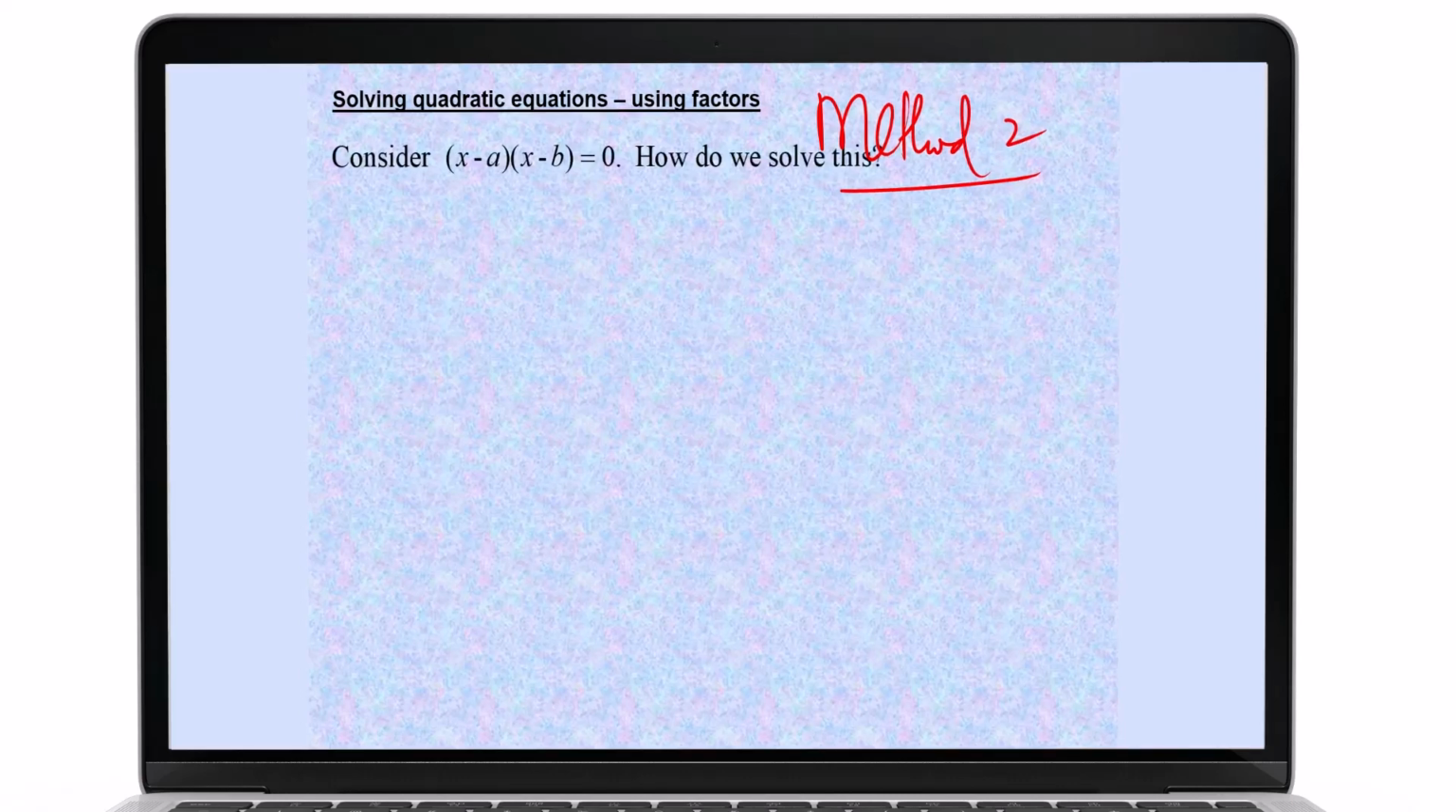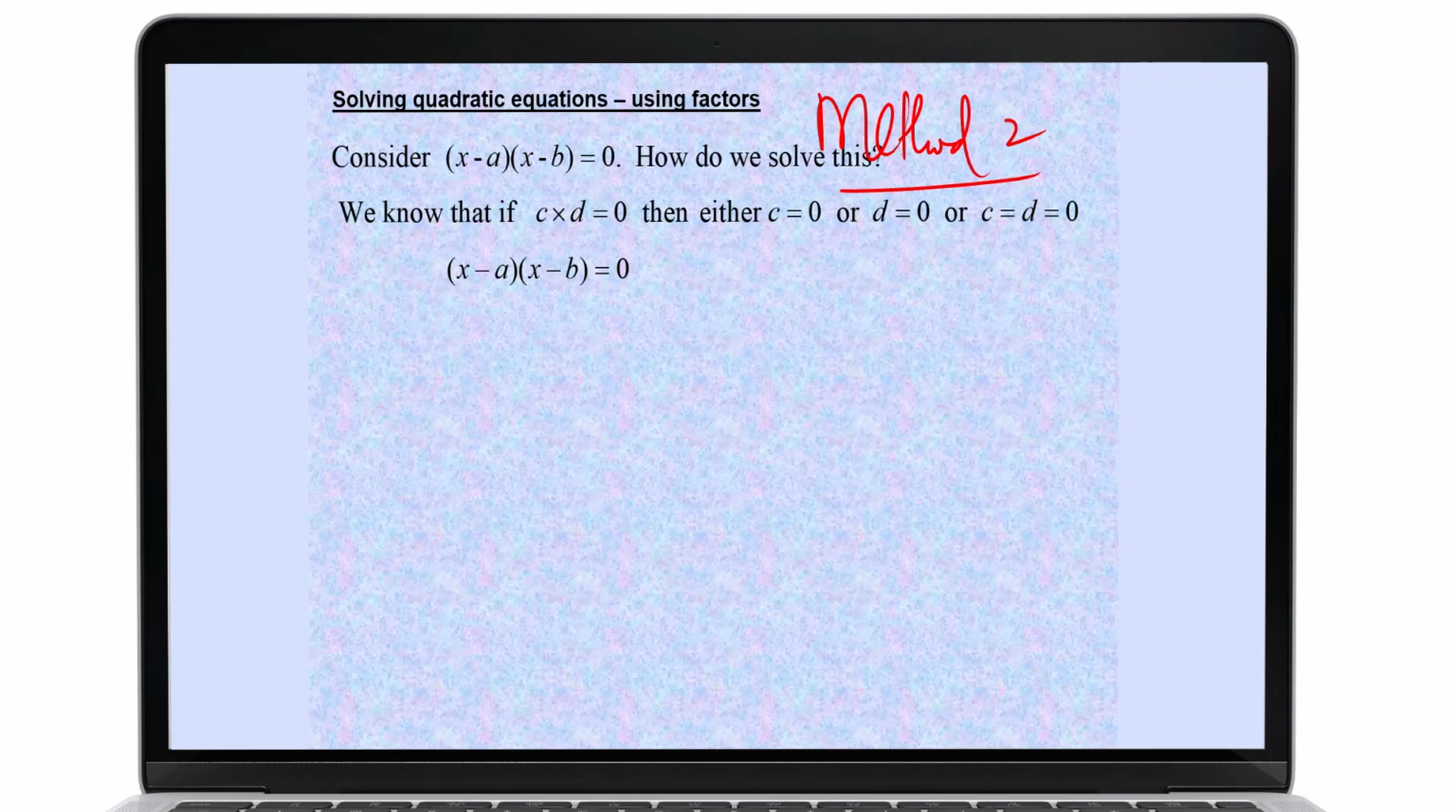Now let's go to method 2, where you use the factors or the factorization method. Consider this: x minus a multiplied by x minus b is equal to 0. How do you solve this? We know that if you have two numbers, let's say c multiplied by d, and the product is 0, then what does it mean? It means that either c is equal to 0 or d is equal to 0. That is what it means when you multiply two numbers and find the product to be 0.